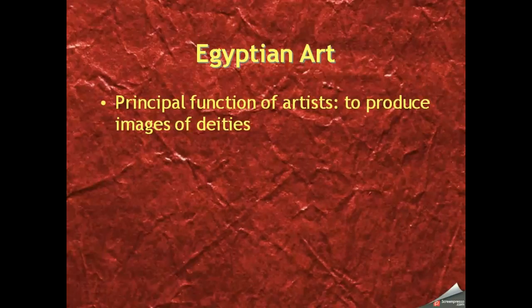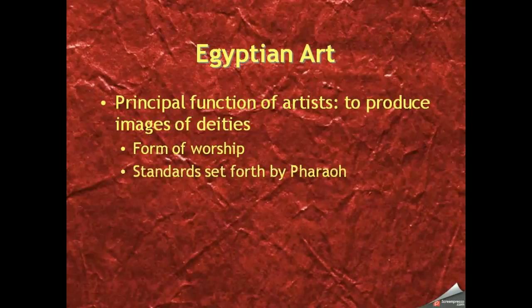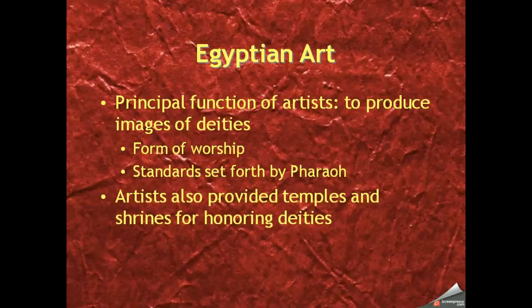The principal function of an artist in Egyptian society was to produce images of deities. This helped to coalesce a form of worship and, of course, reinforce the standards set by Pharaoh. The artists were also architects. They provided the temples and shrines for honoring deities. You'll recall that that was the purpose of a temple. The temple was said to be where the gods met the priests, human beings, and that's why the image of the deity was always in the temple.